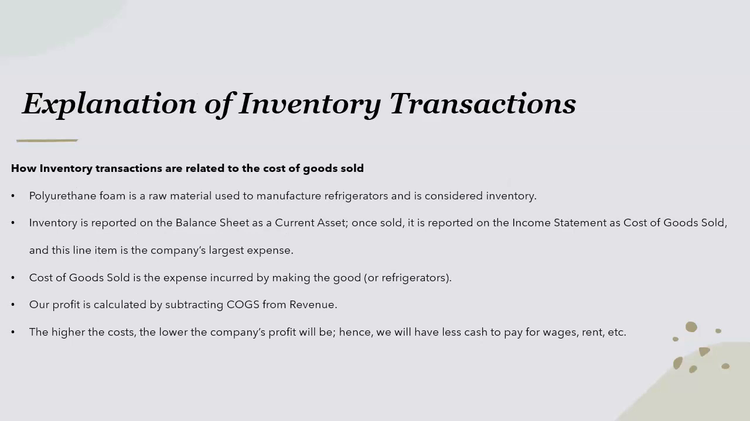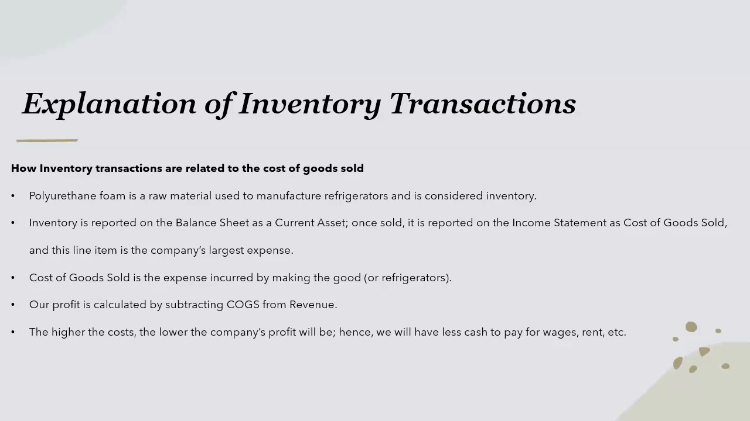Let's talk about the inventory transactions and how they're related to the cost of goods sold. So we know polyurethane foam is a raw material. We know that we use it for manufacturing our refrigerators. And on our financial statements, it's considered inventory. So we report inventory on our balance sheet as a current asset. Once it's sold, it's reported on the income statement as cost of goods sold. And this line item is the company's largest expense. Cost of goods sold is the expense incurred by making the goods, or refrigerators.